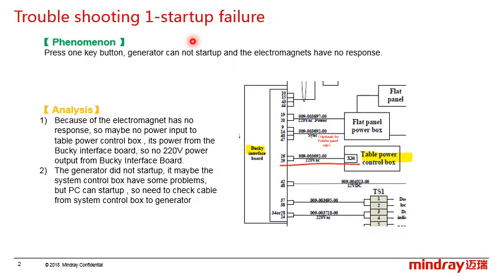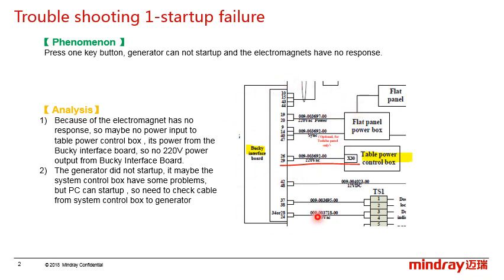The first case is the generator start failure, and its phenomenon is that when pressing the one key button on the system control box, the generator cannot start up, and all the electromagnets have no response. So, how to analyze this problem?